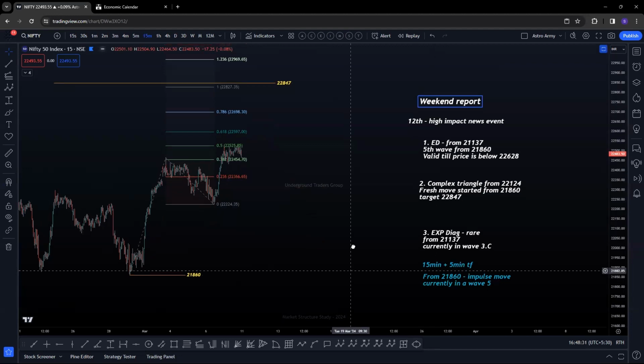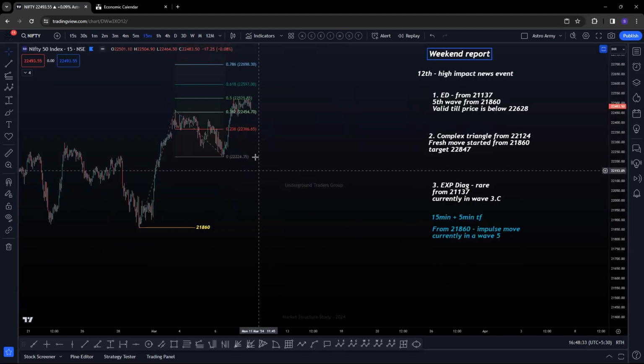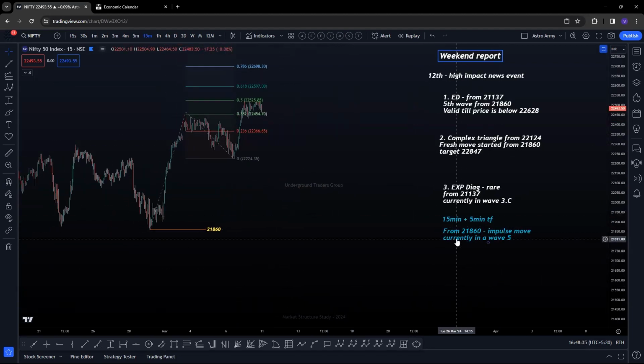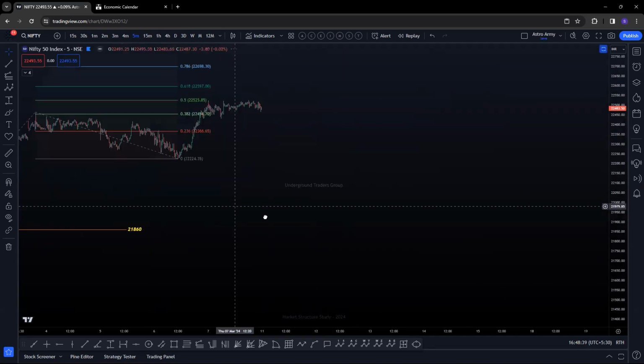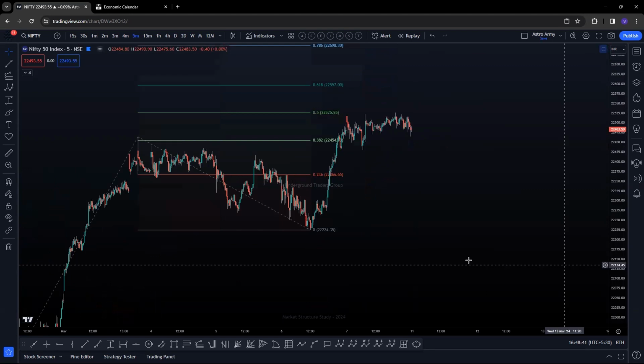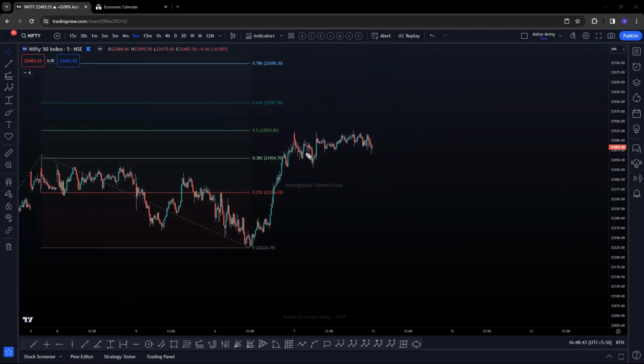So right now in your 15 to 5-minute chart, what you're going to write is, on a 15-minute chart, you can see it is currently in a fifth wave. Now you go to a 5-minute chart. In a 5-minute chart, you analyze this structure now. Impulsive move here like this. So here, what are you looking for? You're looking for a dip.